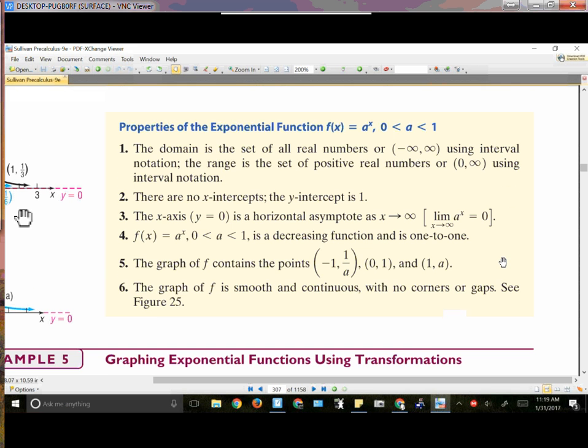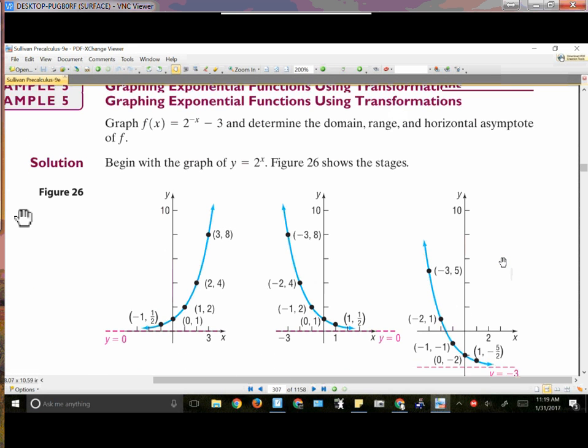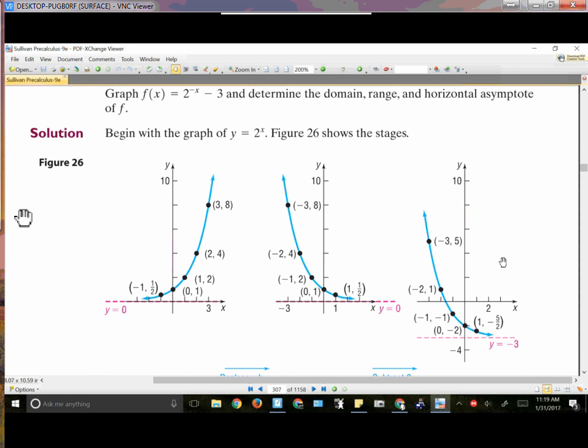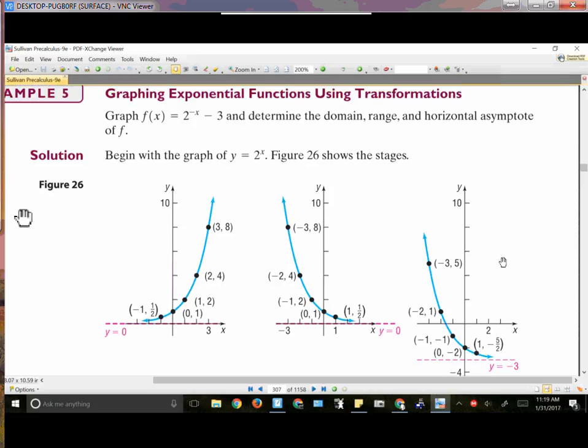So, we can graph these things using transformations exactly the same way that we've done in the past. We got a negative up here. That negative is going to force it to flip. Minus 3, that's going to force it to come down on the y-axis. Transformations are going to be exactly the same. Nothing new.